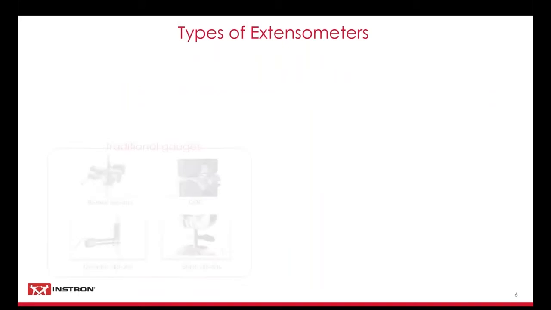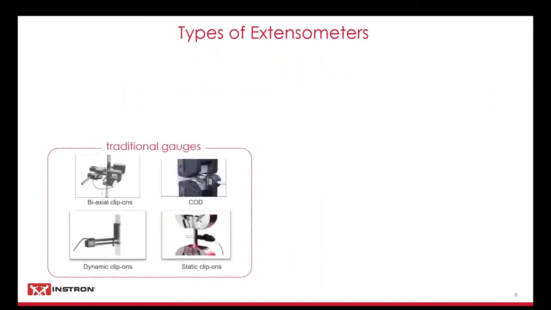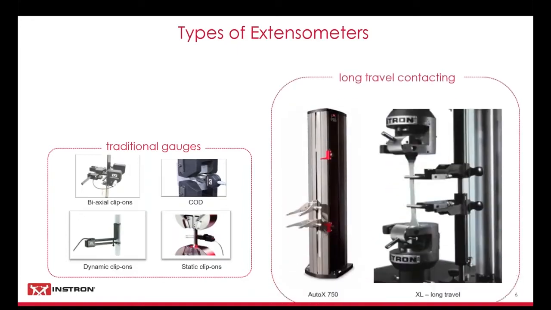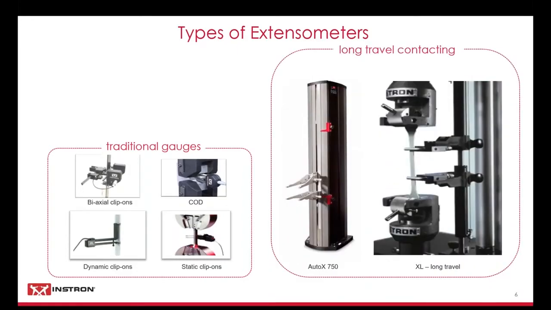So for types of extensometers, many of the traditional extensometers, we have clip-ons, so they attach physically to the specimen for static testing, for dynamic fatigue testing, biaxial clip-ons for measuring axial and transverse at the same time, also Poisson's ratio, and COD gauge, which is a specific application for fracture mechanics. We have long travel contacting extensometers. So the XL extensometer is typically for elastomers. Accuracy is not as critical, but the amount of travel is important.